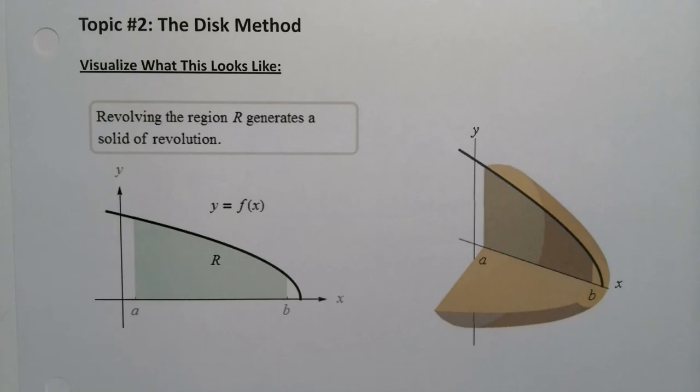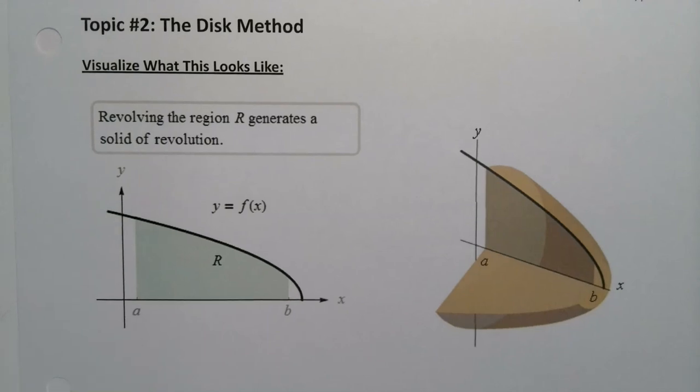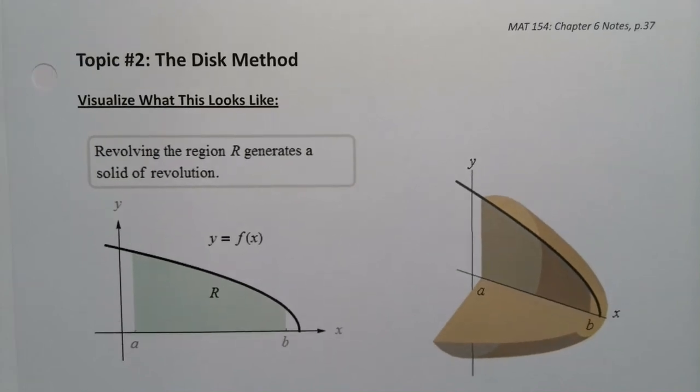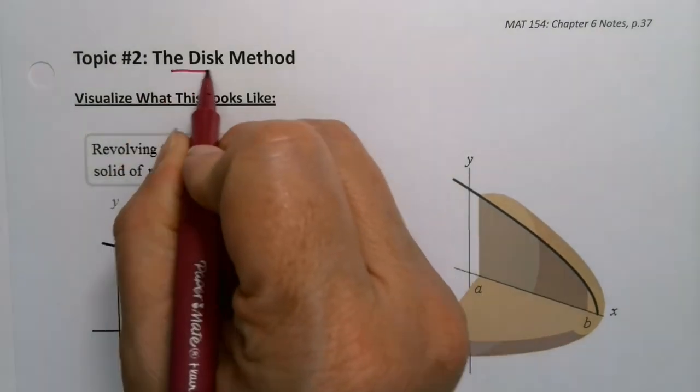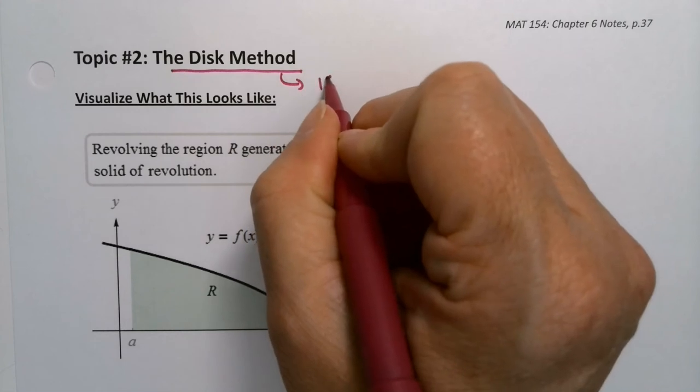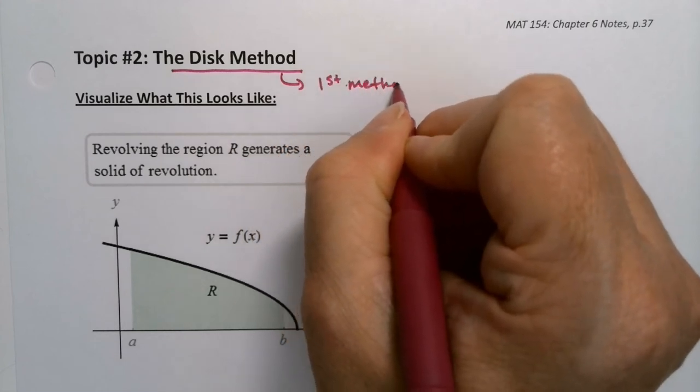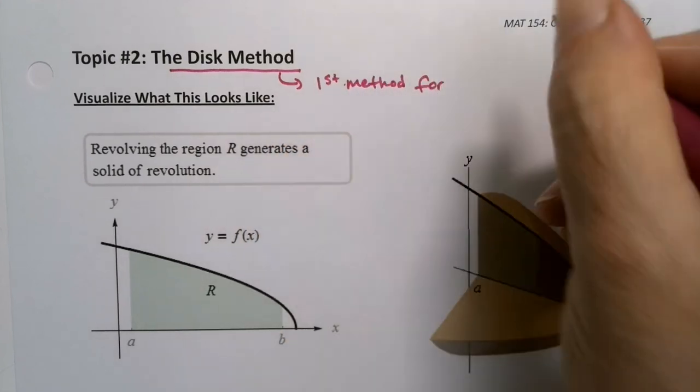So that was all well and good, and the general slicing method is fine, but we can make a cleaner method if it's a rotational object. So the disk method is the first method we're going to use for rotational objects. So I just mentioned that. In other words, there's an axis of rotation.